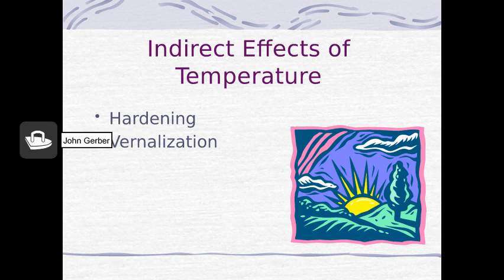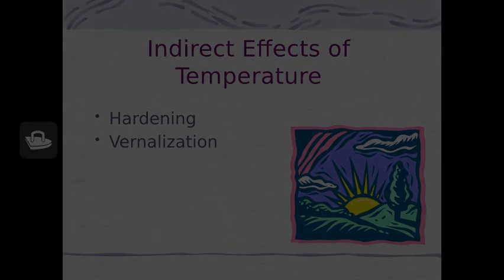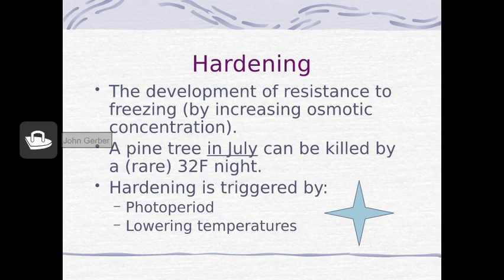So far, we've been looking at direct effects of temperature. Now we look at two indirect effects of temperature, hardening and vernalization. The term hardening refers to any treatment that results in a firmer or a harder plant tissue.